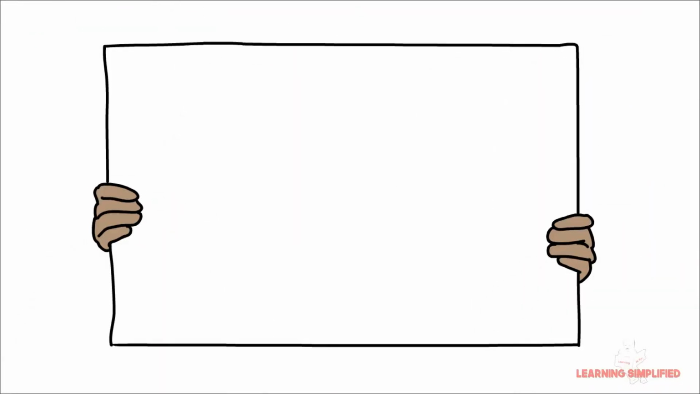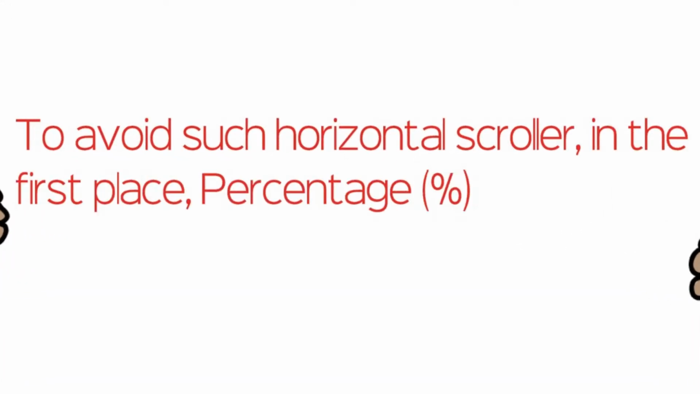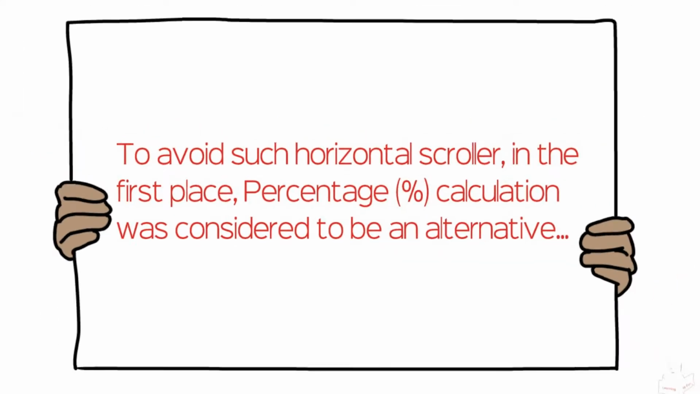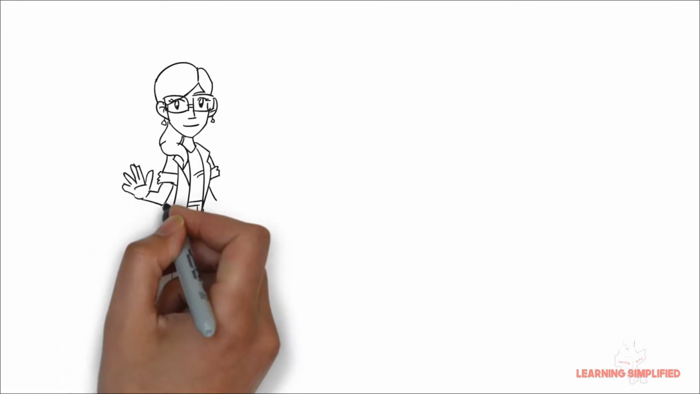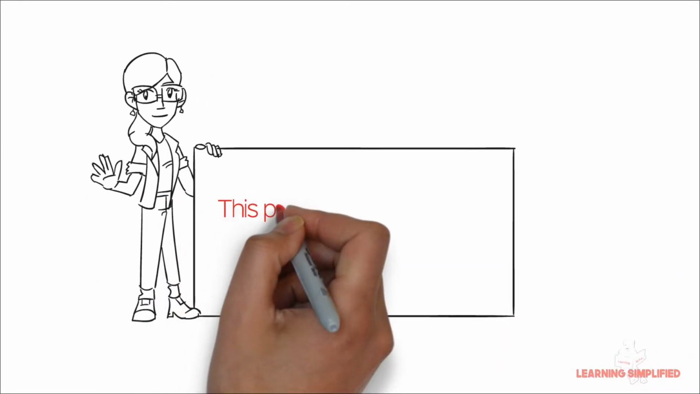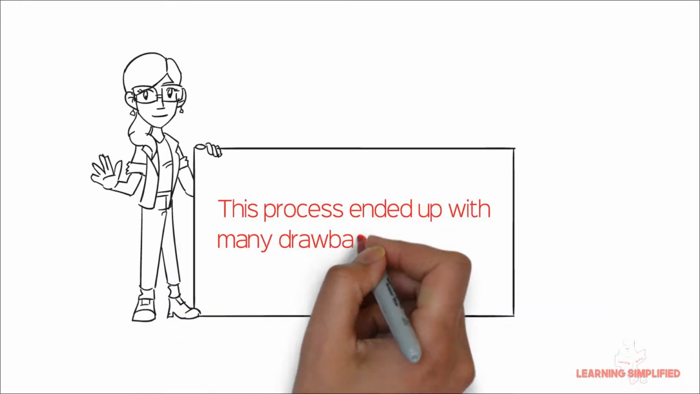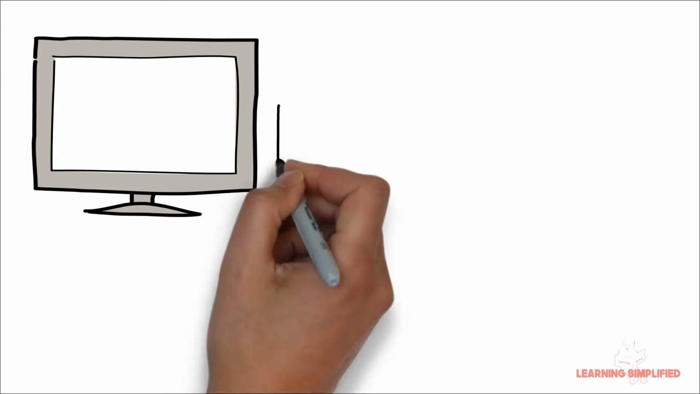Now, to avoid this type of hazard or this type of horizontal scroller in the first place, percentage calculation was considered to be an alternative. But this process ends up with many drawbacks. One of them is possibly all we have to do.